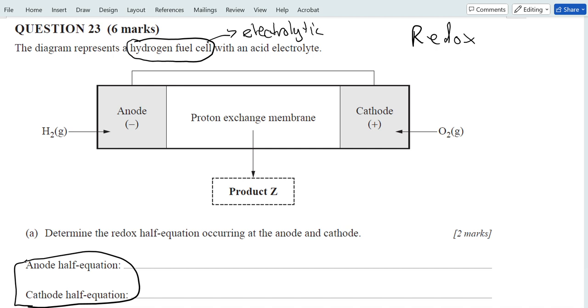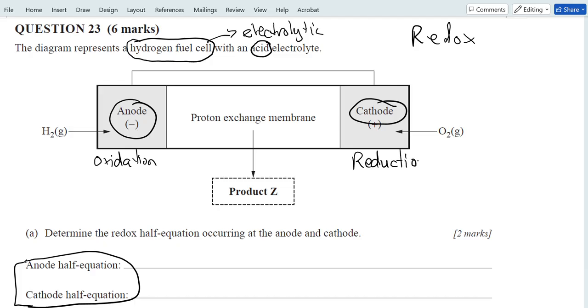The other key piece of information here is that it's an acidic fuel cell. That makes a big difference later on. We've got our anode here, and that's where oxidation occurs, and our cathode, where reduction occurs. You're also given this information here. These are your starting reactants, so they have to stay on the left-hand side.